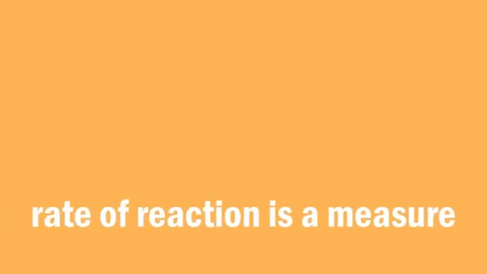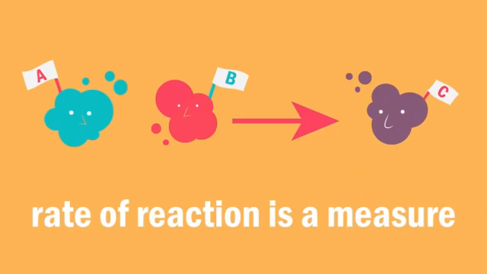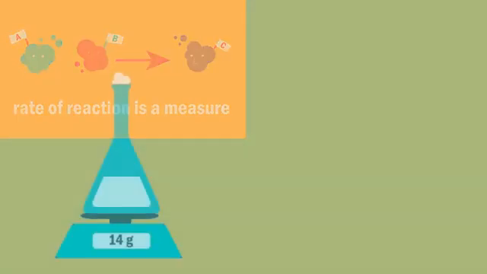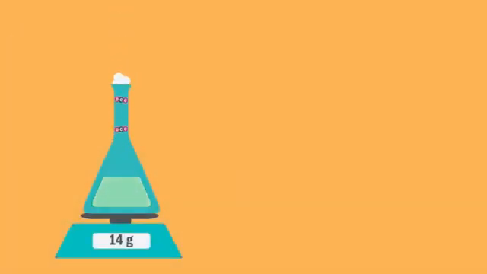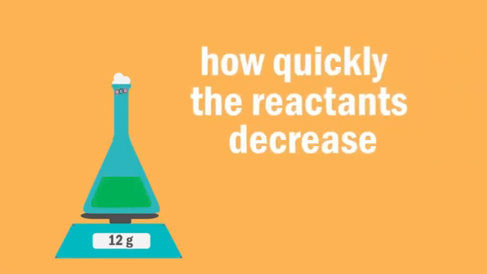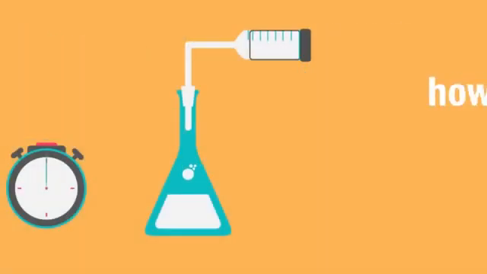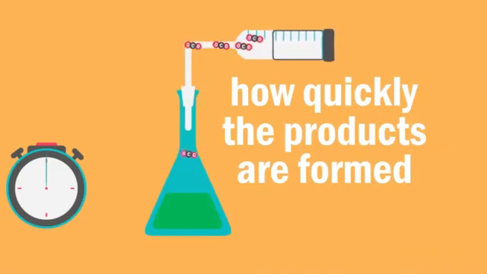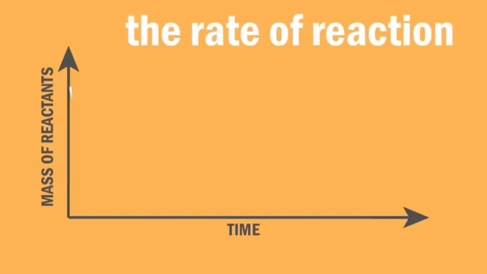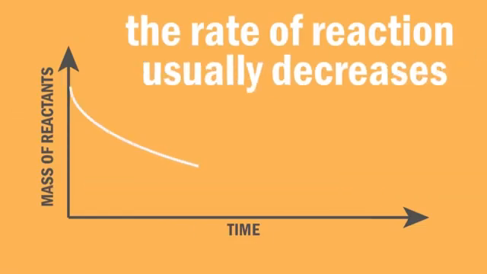So let's recap. The rate of reaction is a measure of how quickly the reactants change into the products. The rate of reaction can be measured by measuring how quickly the reactants decrease or how quickly the products are formed. The rate of reaction usually decreases as the reaction proceeds.